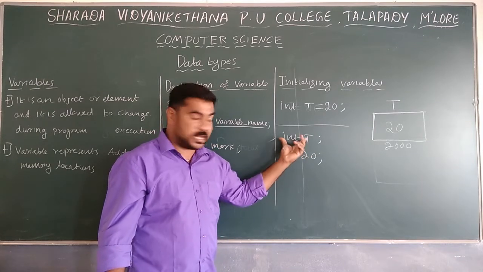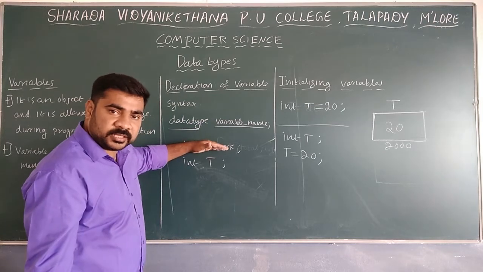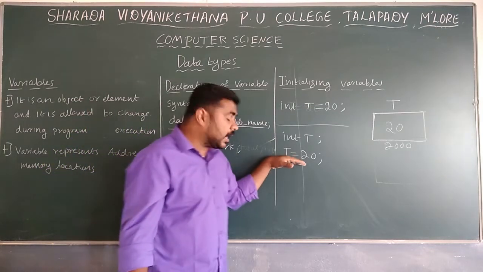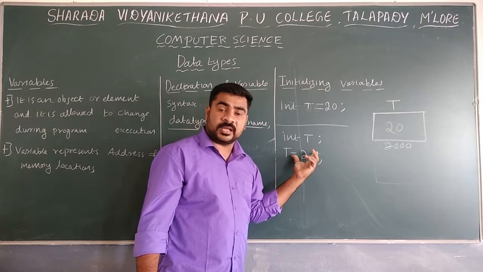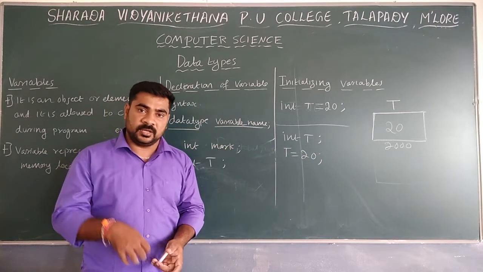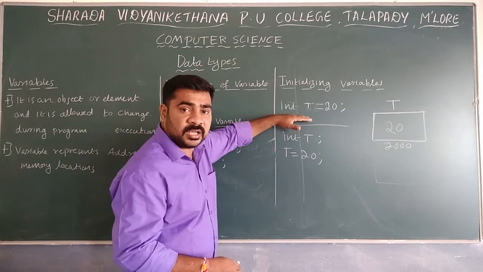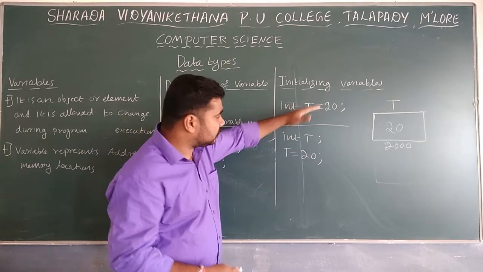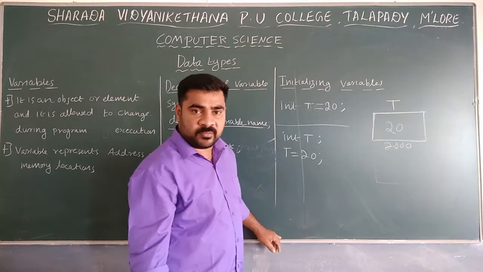So here we clearly understand int t, that is actually known as declaration of the variable. Second step is that t is equal to 20, that is actually known as assigning, or you can say initializing the variable. Initializing the values. So there are mainly two steps here. But here if you see, two steps also combined. So when you go to assign like this, it will create one memory space.